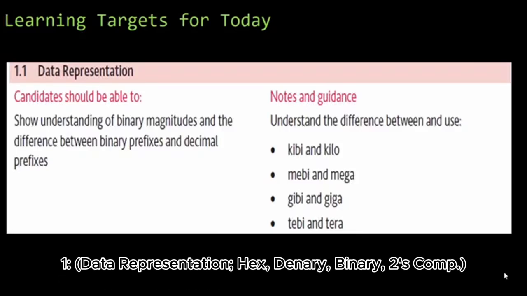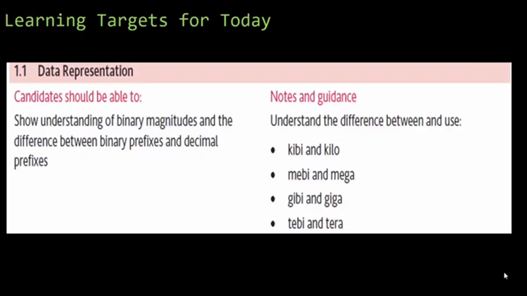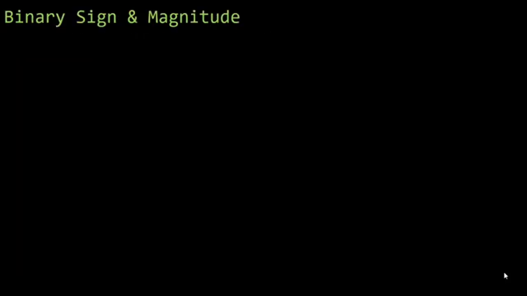From the Cambridge syllabus, here's what they expect. You should be able to show an understanding of binary magnitudes and the difference between the binary prefixes and decimal prefixes. So we're going to be looking at binary magnitudes, and then we have to understand the difference between kibibyte and kilobyte, mebibyte and megabyte, gibibyte and gigabyte, tebibyte and terabyte. So let's go ahead and get started.